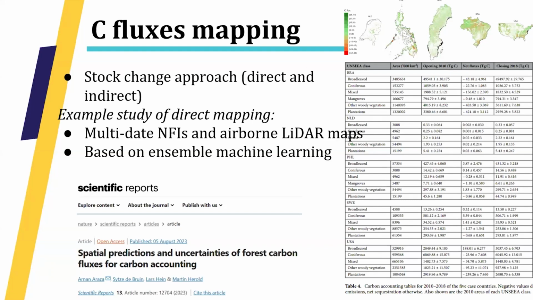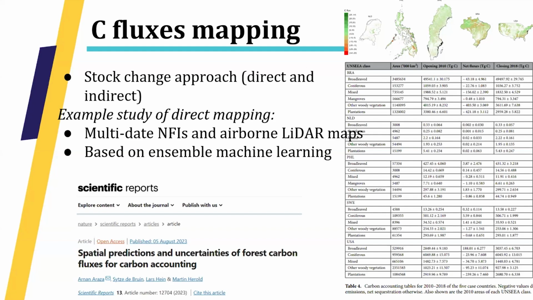Stock change can also be differentiated by whether it's a direct mapping or indirect mapping. Indirect mapping involves two maps that you subtract, and you can also directly map C fluxes if you have the data, for instance, if you have a remeasured research plot, a remeasured NFI, or local maps from airborne LiDAR. If you have repeated measurements, you can already produce a biomass change from that, relate that biomass change to remote sensing data, and have a C flux map at the end.